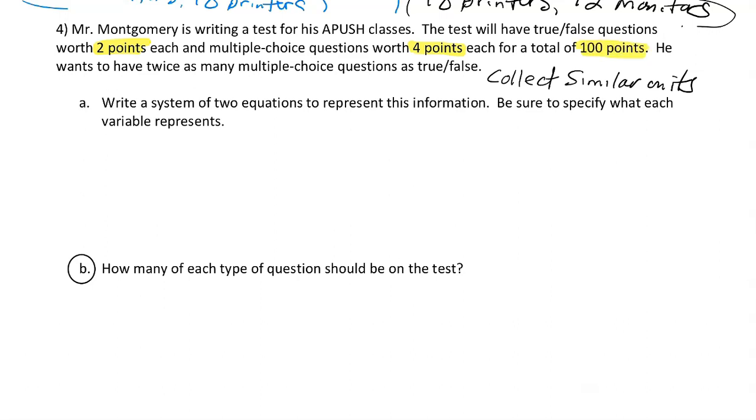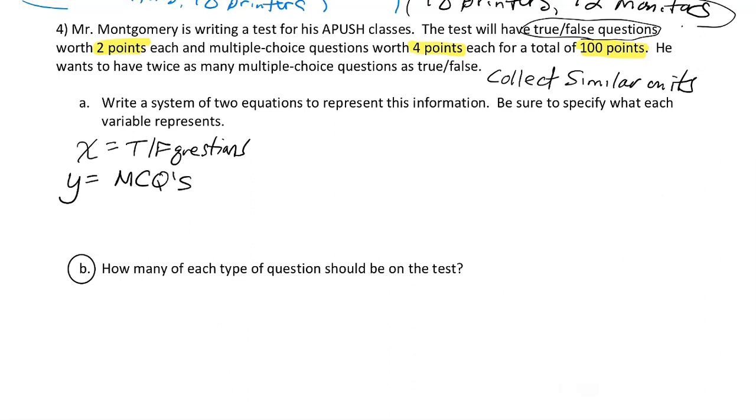So one of our equations we write is going to be the points equation. But maybe I'm ahead of myself. I should probably define my variables. So let me define x. We'll let x be the number of true-false questions. And we'll let y be the number of multiple choice questions. And we'd like to know, as you can see from this question, how many of each type of question. So that's what we're being asked. That's our variable.